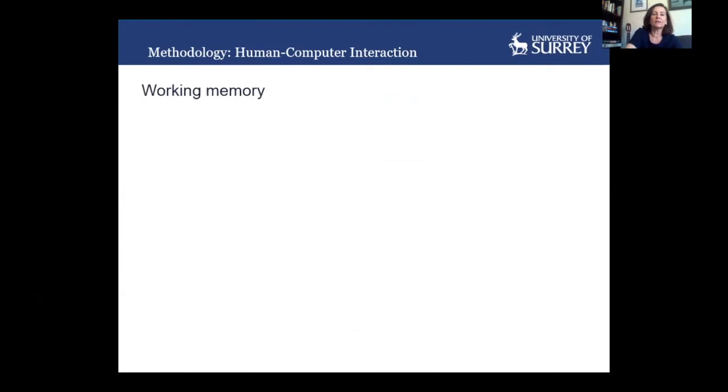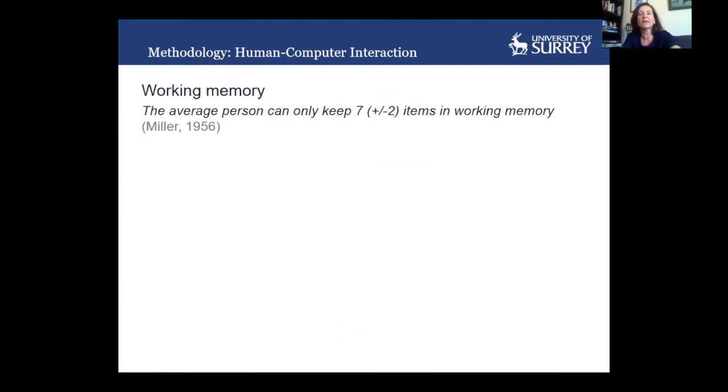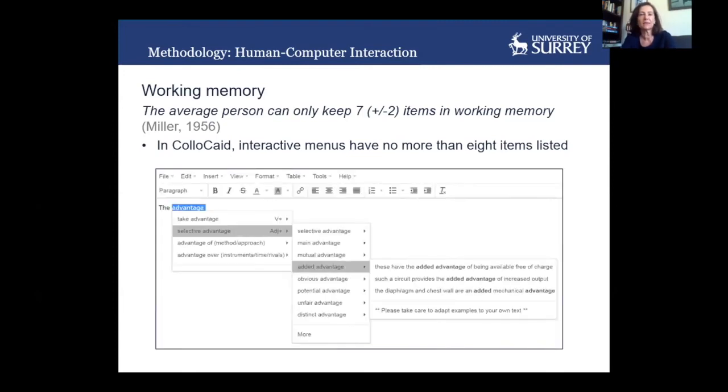Another concept that was useful for us was working memory, where it's well known that on average, people can remember 7 ± 2 items in their minds. So in Collocate, our interactive menus have no more than 8 items listed. So it's easy to read all of them at once. You don't have to scroll up and down, except the final menu, of course, with the extra collocations.